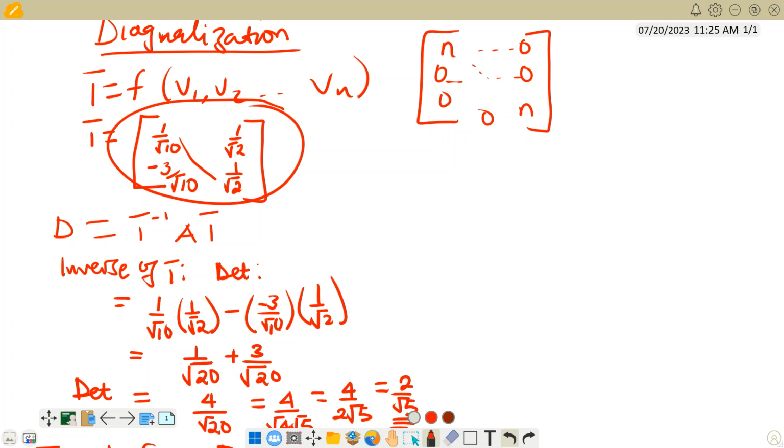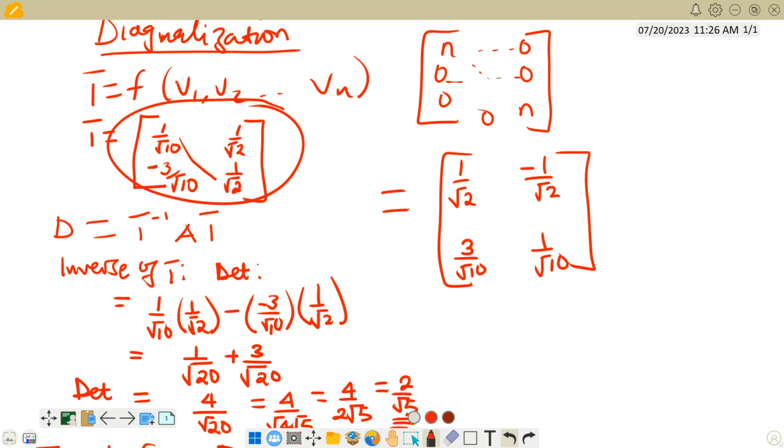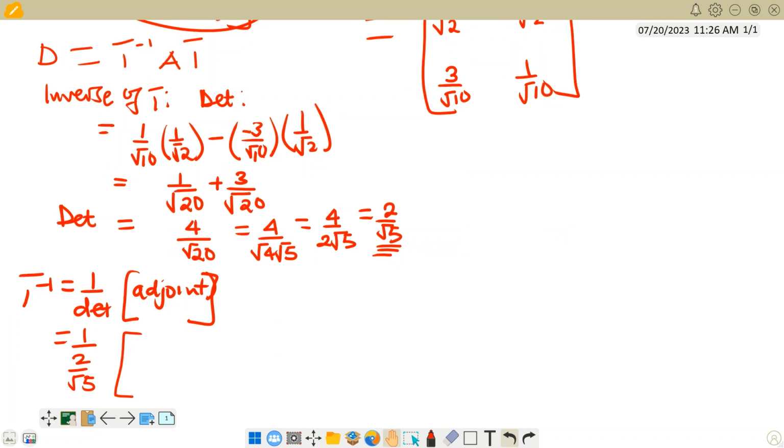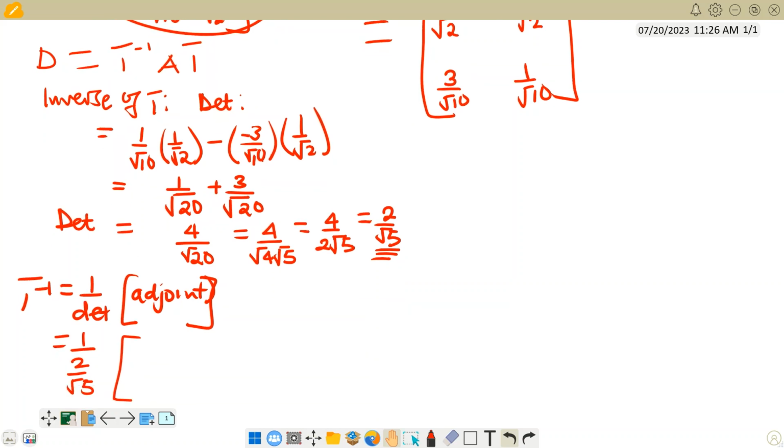Okay, so practically this will be something like 1 over root of 2 there, and then this will be positive 3 over root of 10. Okay, and then there will be minus 1 over root of 2, and then over here we're going to have 1 over root of 10. Why? Because we've said that the major diagonal swap positions, and then we're going to multiply the minor diagonal by -1. All right, so at the end of it all, we are going to multiply 1 over determinant times the adjoint.